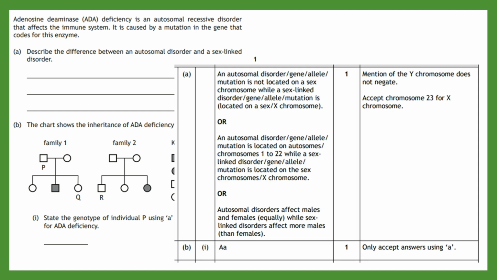Okay. So, lots of options, different ways you could phrase this. You could say autosomal is not located on the sex chromosome, whereas sex-linked is. You can use chromosome 23 as this is the sex chromosomes, or the disorder is located on an autosome, while a sex-linked disorder is located on the sex or X chromosome, or autosomal disorders affect males and females equally, while sex-linked disorders affect more males than females.